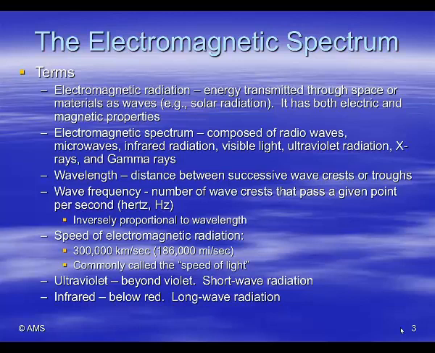The speed of electromagnetic radiation in a vacuum is the speed of light, and it's 3 times 10 to the 8th meters per second, or 300,000 kilometers per second, or 186,000 miles per second.